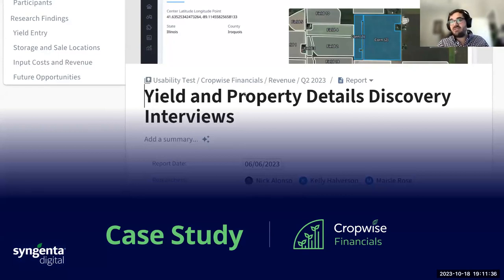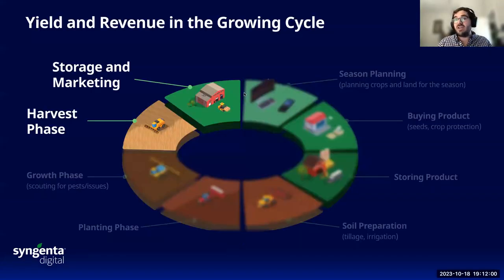Going back to that CropWise diagram earlier, CropWise Financials is really meant to allow the grower to understand their financial inputs and revenue for a season, and be able to both manage their input costs and understand how much they've made. And specifically for the feature we'll be talking about today, we're really digging into that revenue piece and that yield and profitability aspect. So, going back to that growing cycle conversation Natch brought up, this is really a feature that was targeted for the harvest phase and storage and marketing.